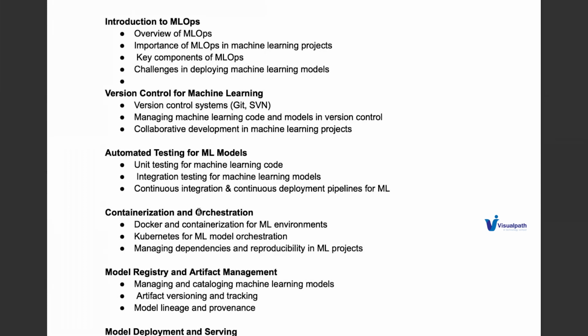So this is what we will cover in the version control of machine learning systems. In version control of machine learning, we have three things, right? The code, the systems, and then the model.